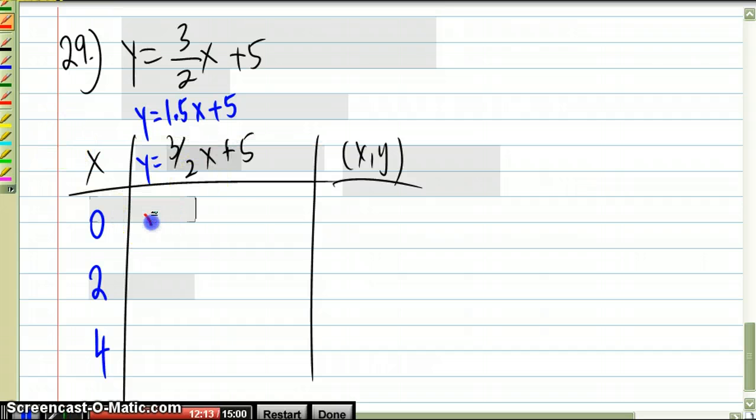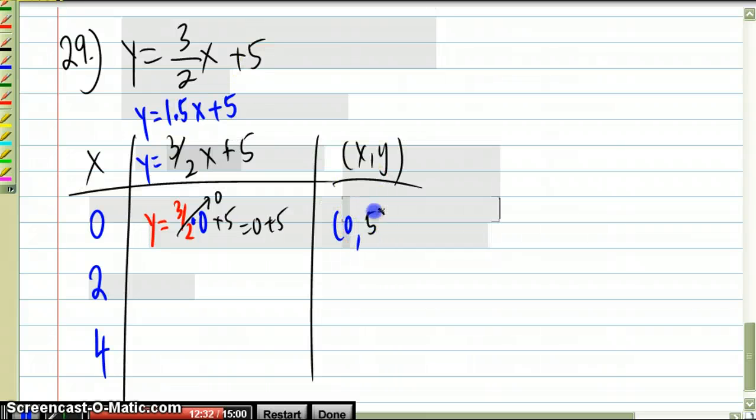So for 0, y is equal to 3 halves times 0 plus 5. 3 halves times 0 is just 0, so 0 plus 5 is just 5. So my first ordered pair is (0, 5). That's nice and whole, no decimals, and I don't want to have to work with decimals.